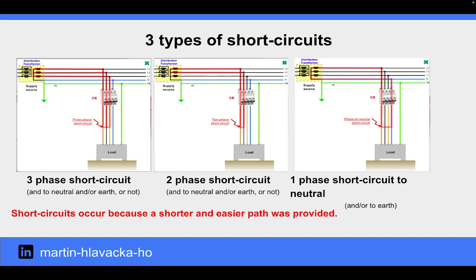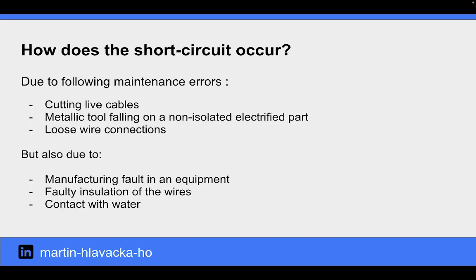Good. Now that we fully understand the theory of short circuits, let's move on to the next slide to talk about real examples of how short circuits occur. The short circuit can occur due to maintenance errors, such as cutting live cables during excavation, for example, a metallic tool falling on the uncovered bus bars of a distribution board in a plant, or a loose cable connection due to irregular periods of maintenance.